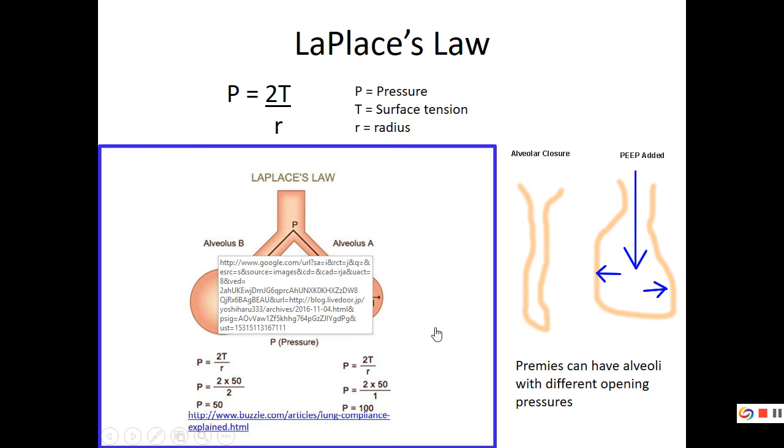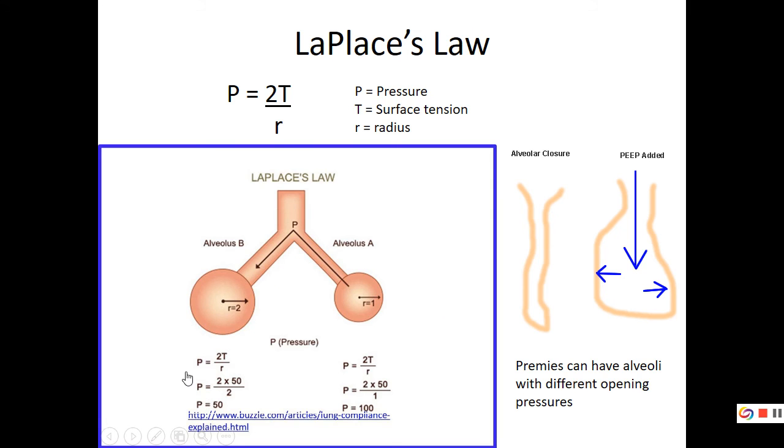So they did some math down here to compare. In this example, they have this radius that's twice as long as the one on the other side, and they do the math, and everything else is held constant other than the radius. It takes a pressure of 100 versus 50 in this scenario to open this alveolus. So the alveolus that's half as small takes twice as much pressure to open it up.